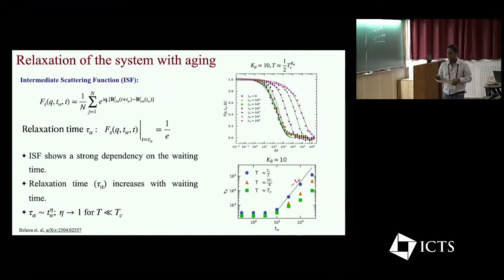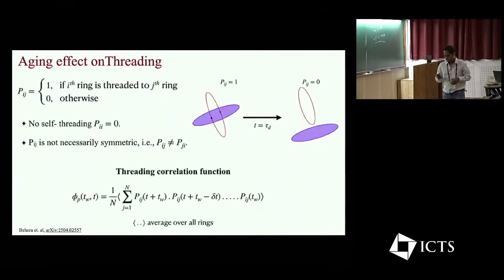The next thing that we wanted to study is the threading events, and we wanted to explore the effect of aging on threading interactions. To do that, we define a matrix whose elements are 1 and 0, depending on whether the polymers are threaded or not. Note that we set the diagonal elements P_ii to 0, so we don't take into account any self-threading interactions.